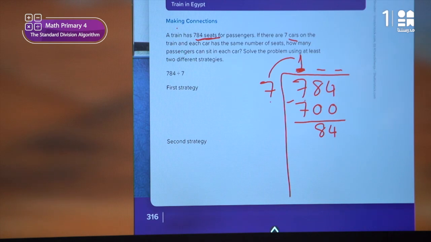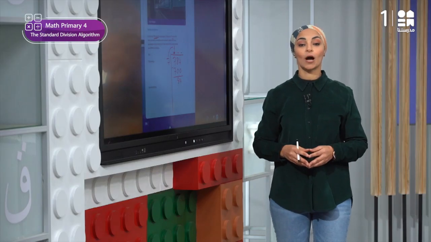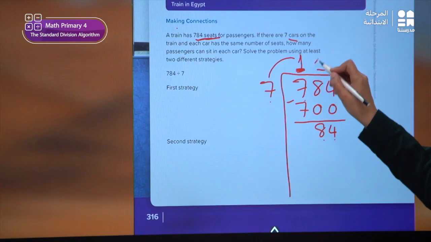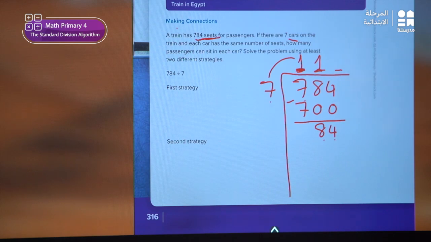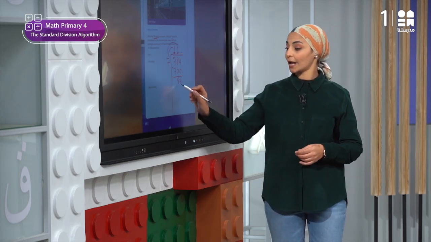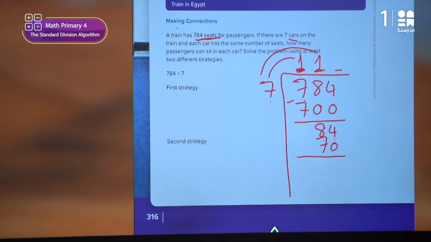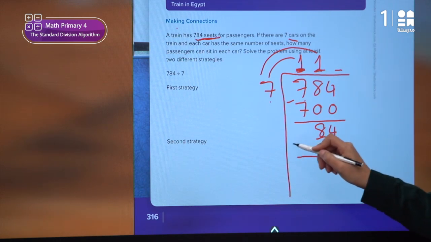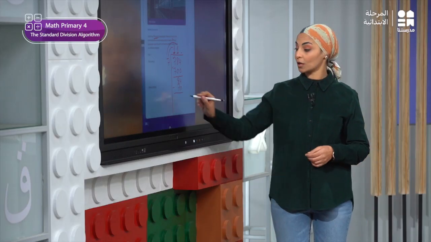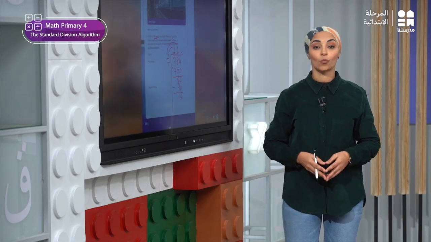Then what should I do? I will repeat all the steps once more. Now I want to divide 84 divided by 7. So I will divide 8 divided by 7. The answer is also 1 and the remainder is 1, right? This one is tens. So when I multiply it by 7, I will say 10 times 7. The answer will be 70, so I'll put it here. And then the next step, I will subtract. 84 minus 70. 84 minus 70 equals what? Of course, 14.